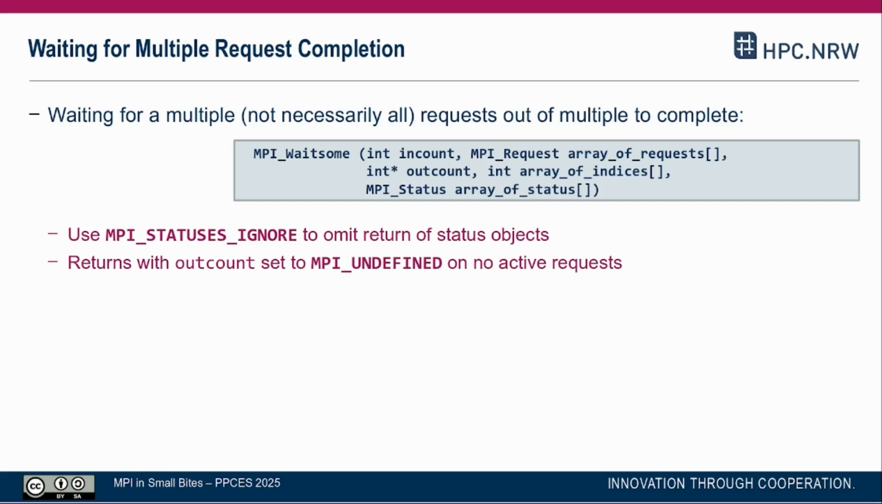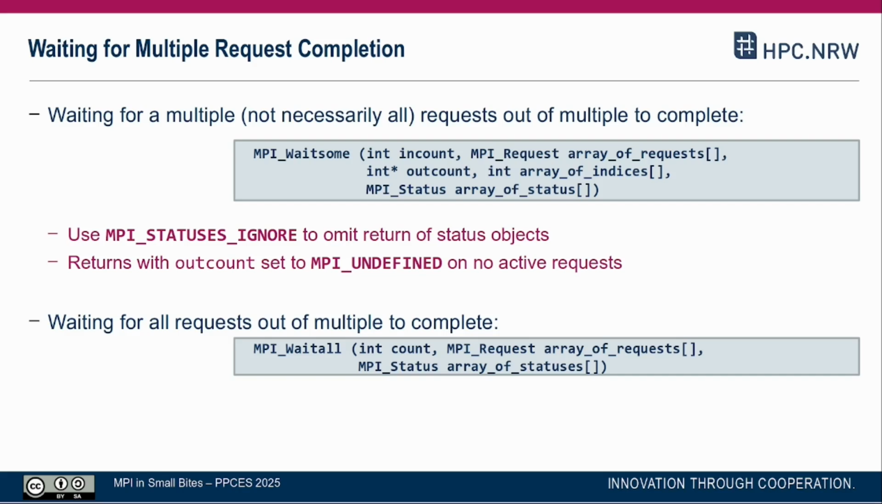When you don't have any active requests, and we will learn about what that means in a bit, it returns undefined in the out count, meaning all of these are basically already done. So instead of just aborting your application and saying, sorry, you missed that all of the requests that you gave me are actually completed already, it returns MPI_UNDEFINED in the count.